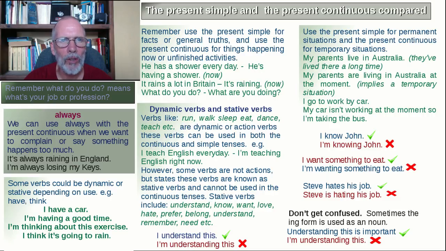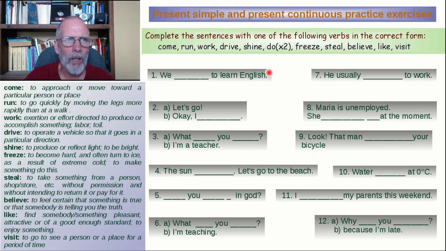Okay, very good. So before we finish the present simple and the present continuous, let's have a look at some exercises. So here I have 12 questions and I have 12 verbs up here. Come, run, work, drive, shine, do 2 times, freeze, still, believe, like and visit.